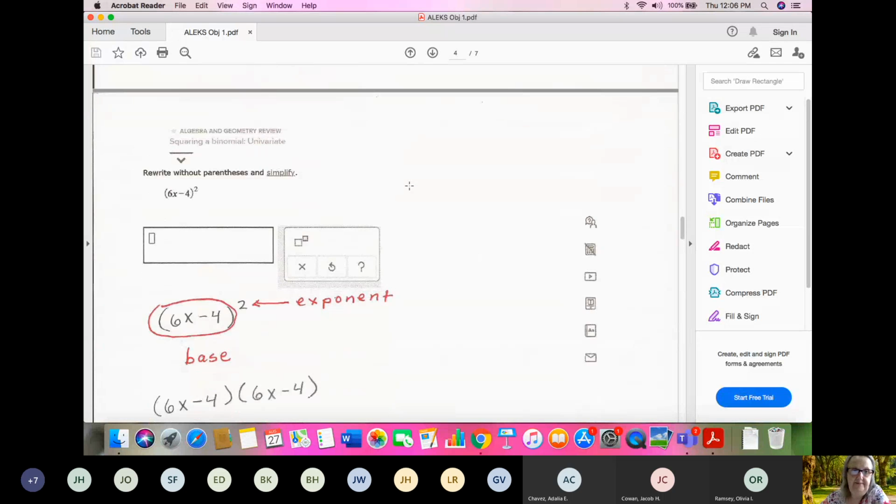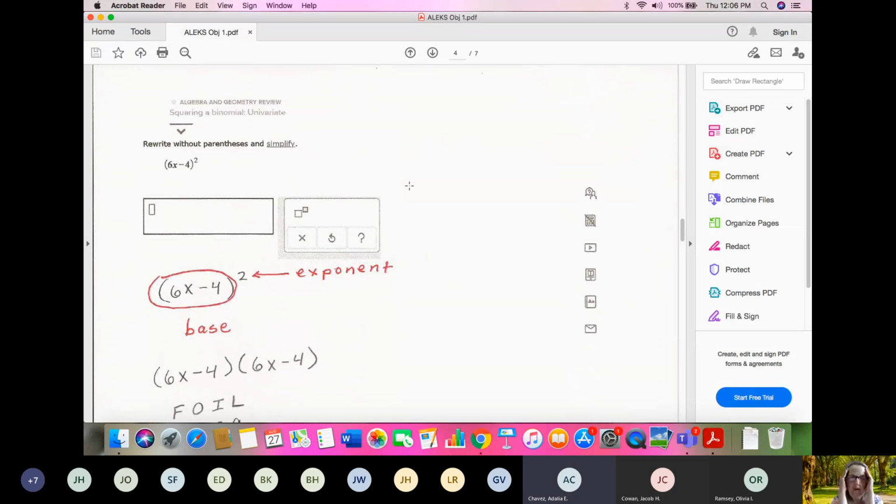So let's go on. This first objective is kind of a hodgepodge of topics. The second objective is mostly on factoring.